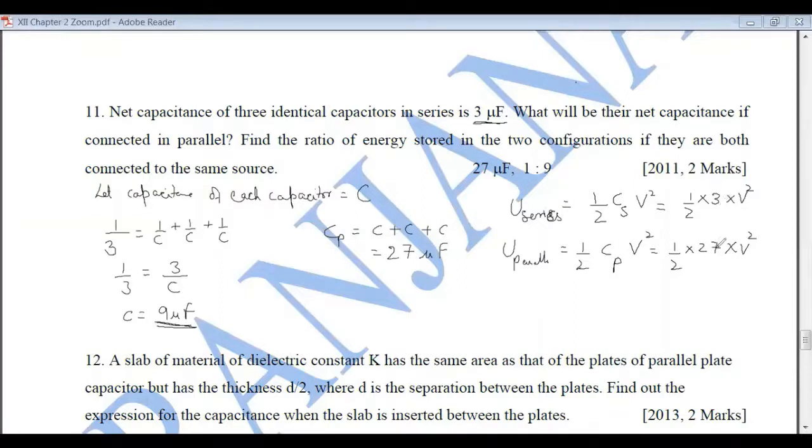Micro cancels out when we divide, or you can write 3 into 10 raised to the power minus 6 and 27 into 10 raised to the power minus 6. Now you have to find the ratio of the energy U in series to the energy stored in parallel. Dividing the two equations, we get 3 upon 27, that is 1 upon 9. So the ratio will be 1:9.